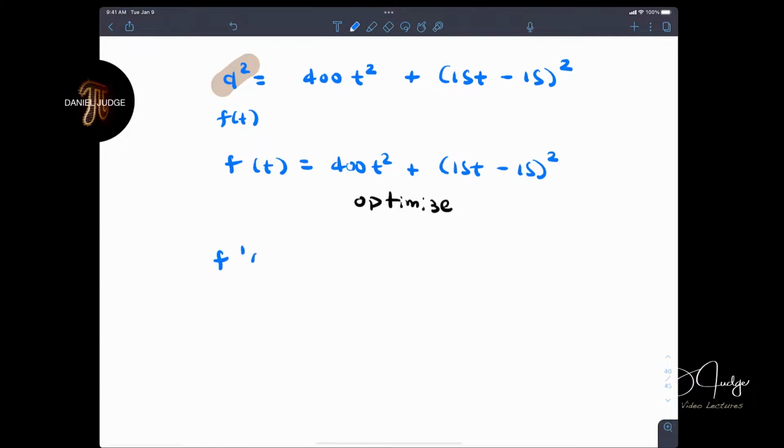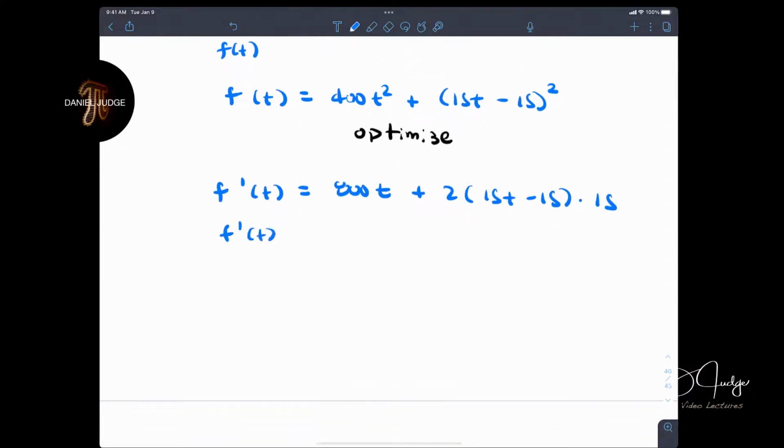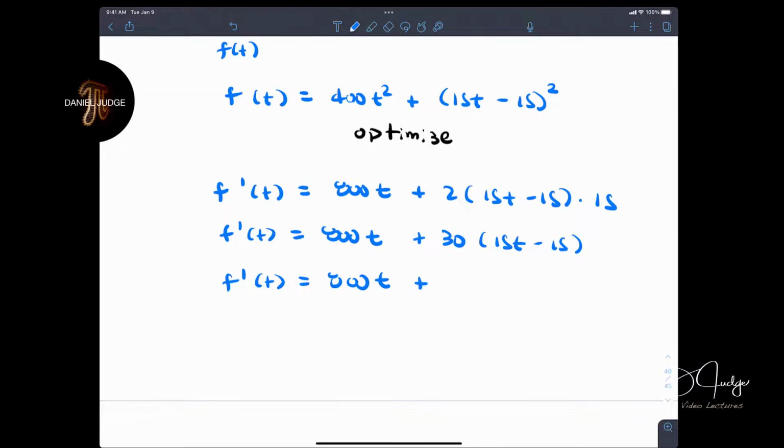So sign analysis is going to reveal this is 800t, getting that first derivative, finding the critical values. Don't forget, by chain rule, I'm going to take that derivative: 800t plus 30 times 15t minus 15. So my first derivative becomes 800t plus, now 30 times 15, if you guys remember what 30 times 15 is, 300, that's 450, minus 450 if we distribute this.